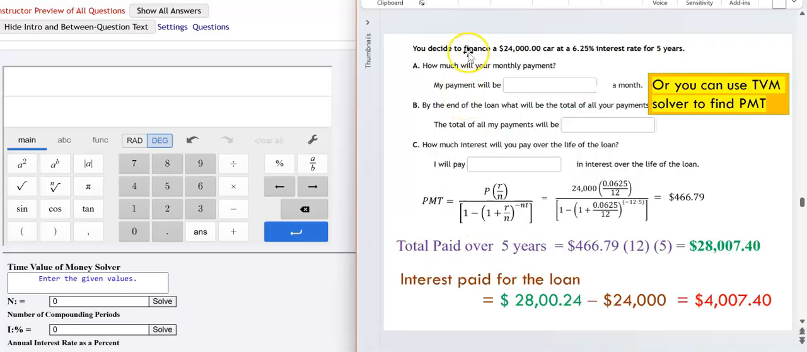Here's a question. You decided to finance a $24,000 car at a 6.25% interest rate for 5 years. So the term is 5 years, this is T, this is the interest rate R, and 24,000 is the loan, which is P. Here's the formula we had before. Let's find your monthly payment, PMT, where P is 24,000 and R over N is 0.0625 over 12, divided by everything.